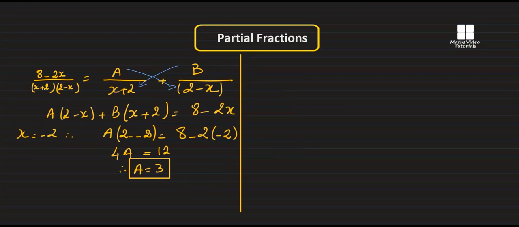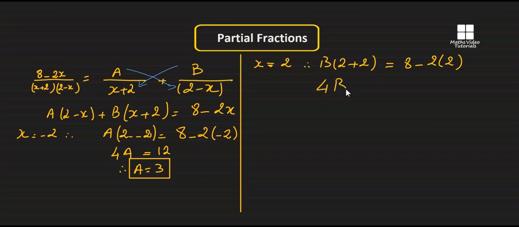In order to calculate the value of b, we need to eliminate a, and to do that, we need to give x a value of 2. So therefore a will be eliminated, and here we'll have b. Here it's going to be bracket 2 add 2 and equal 8 subtract 2 times 2. Let's do the calculations. That's 4b equal 8 take away 4 is 4. Therefore b is equal 1. And that is the second value.